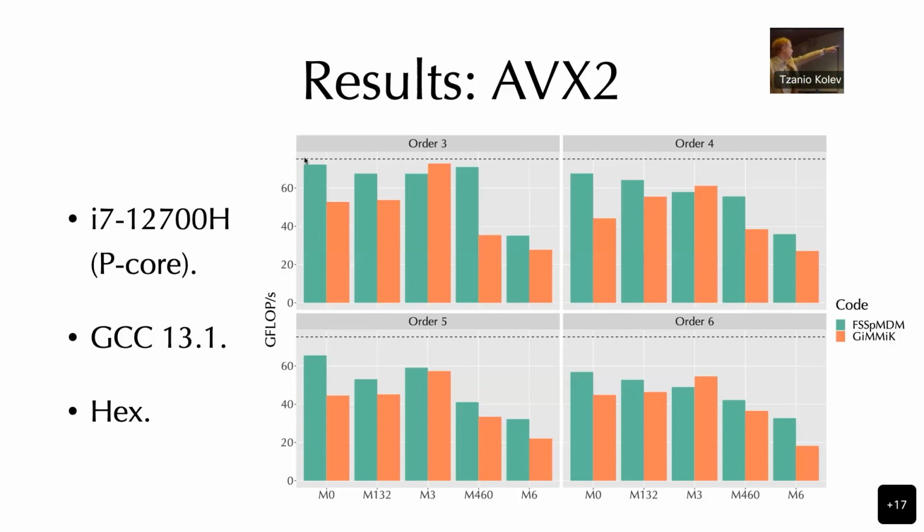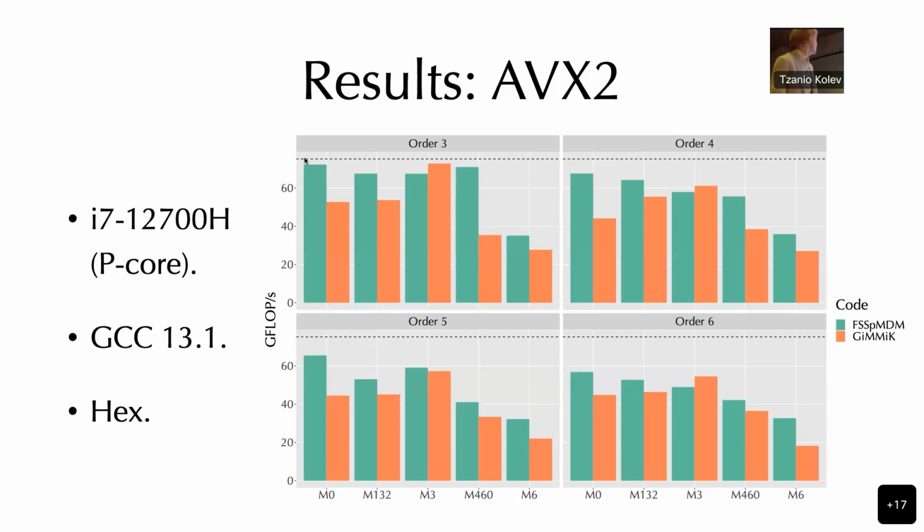And apart from the M3 matrix, which you can ask me in the questions about later, we do a pretty good job, especially at higher orders in these hexahedra, outperforming GiMMiK. And again, the hexes really are the easy case because you don't have that many unique constant values, but we're still able to deliver quite a nice win against GiMMiK, and again, with low compile times.